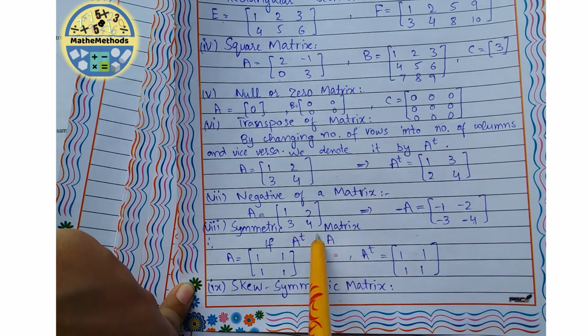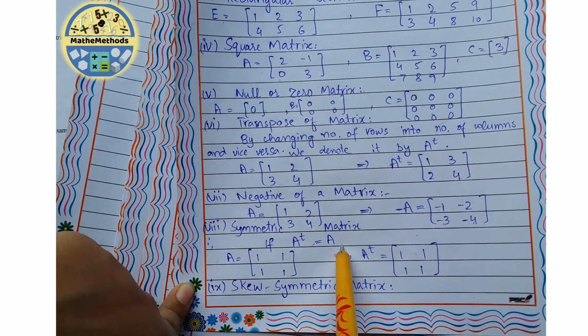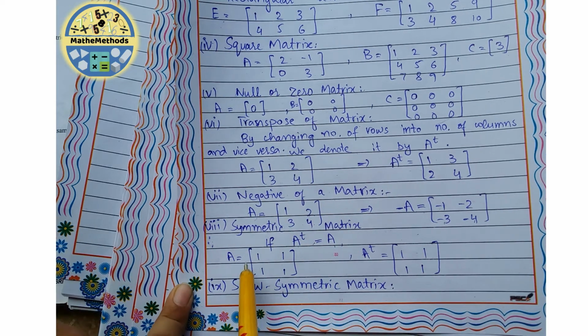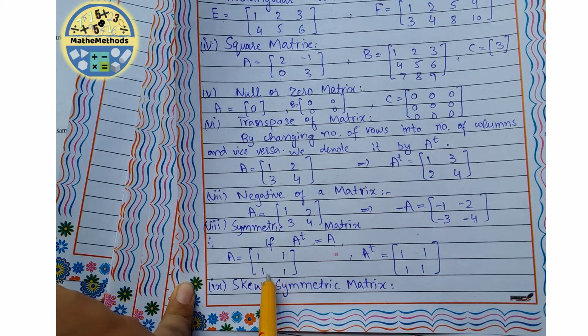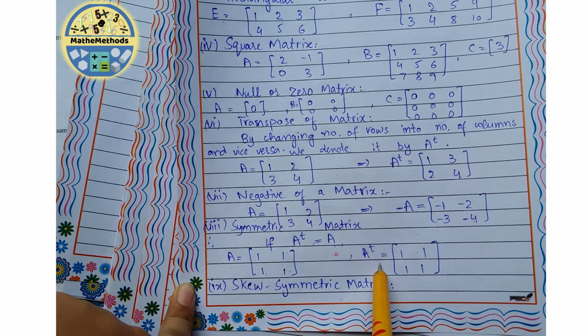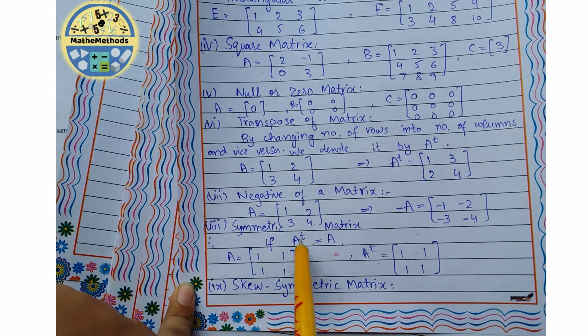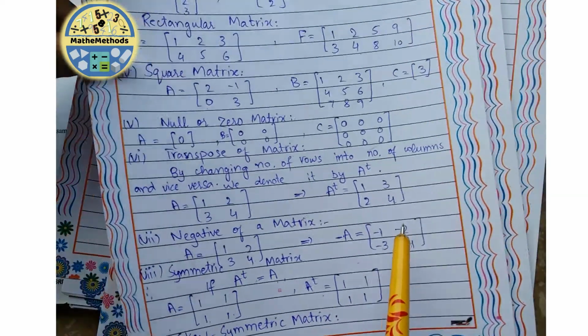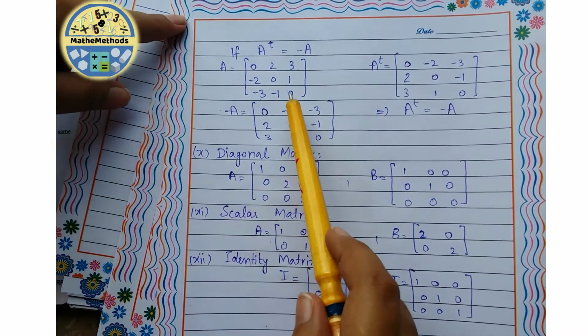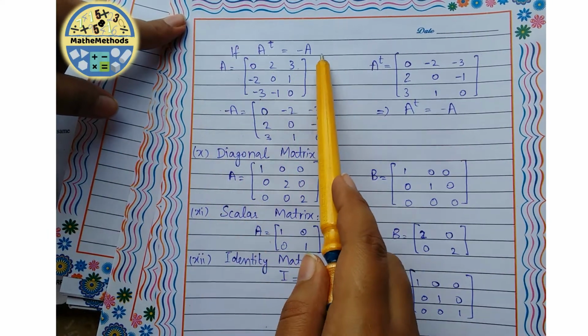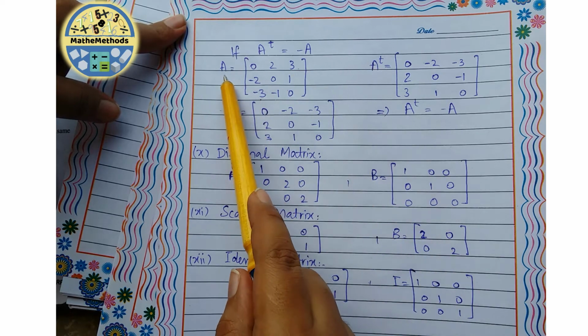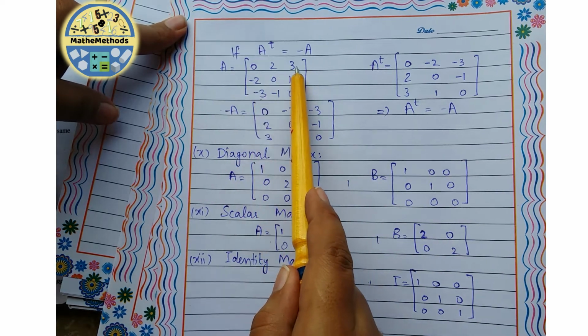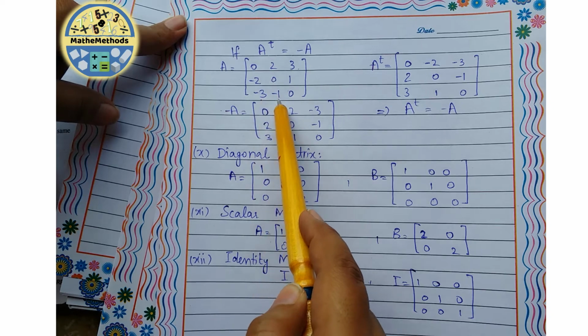Similarly, symmetric matrix. If A transpose is equal to A, then we call that matrix A a symmetric matrix. For example, we have a matrix A, [1, 1; 1, 1], and if we take the transpose of this matrix, it is again A. A transpose is equal to A, so A is a symmetric matrix. Skew symmetric matrix. If A transpose is equal to minus A, then the matrix A is called skew symmetric. For example, we have a matrix A: [0, 2, 3; -2, 0, 1; -3, -1, 0].